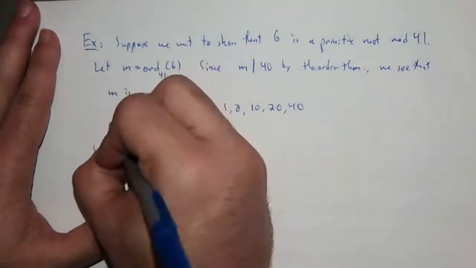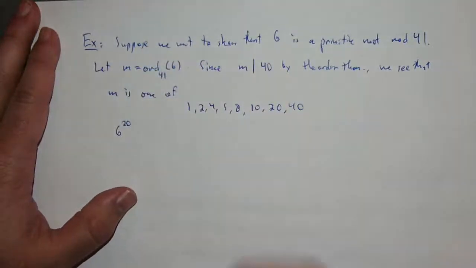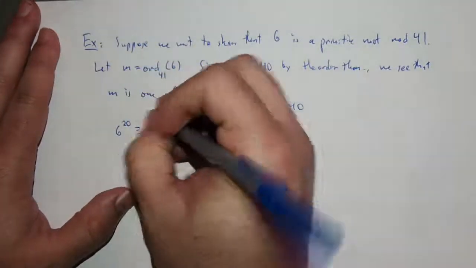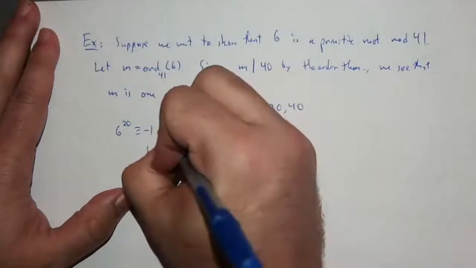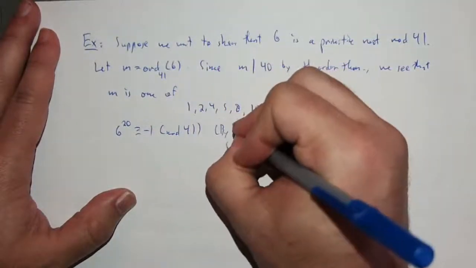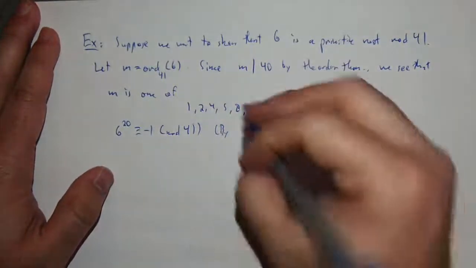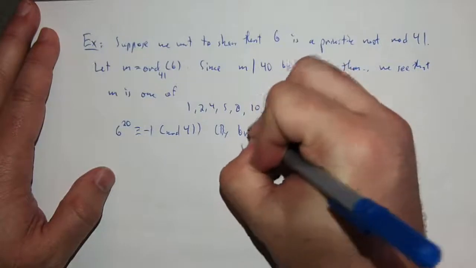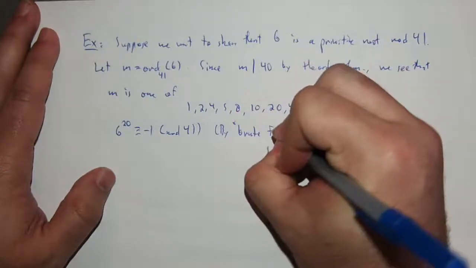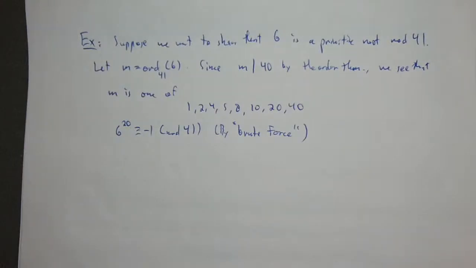So let's just pick one. 6 to the 20, it turns out, is congruent to -1 mod 41. And maybe I have to do that by brute force. When I say brute force here, I mean I'm using all the modular exponentiation tricks I can, but other than that, I'm just computing this. I'm not using any fancy theorem or anything. So 6 to the 20 is congruent to -1 mod 41.